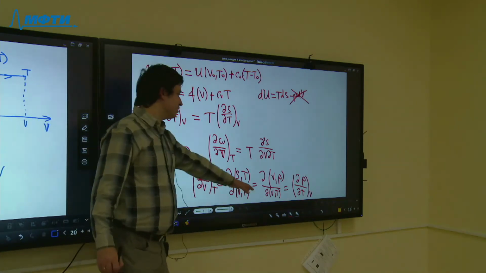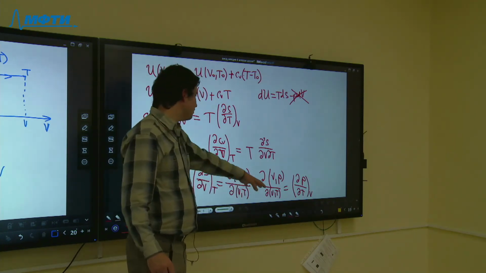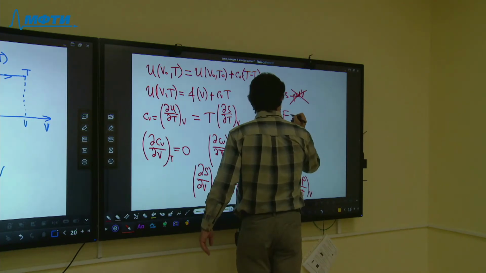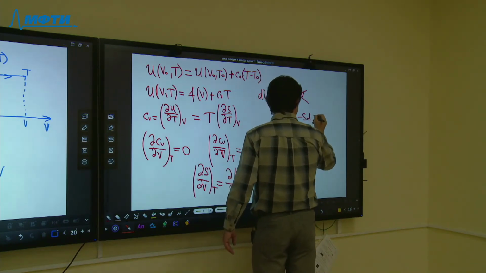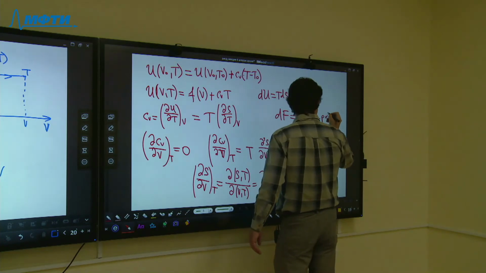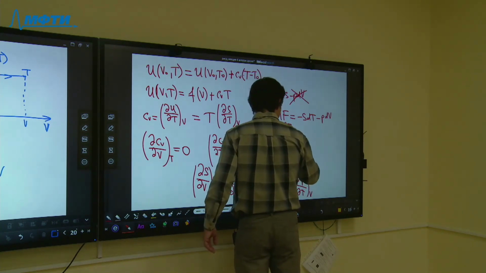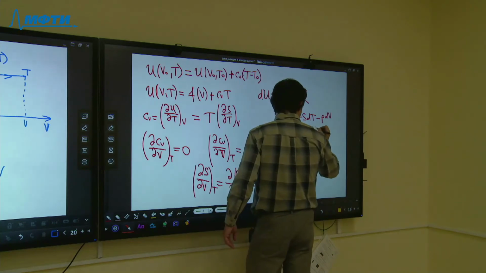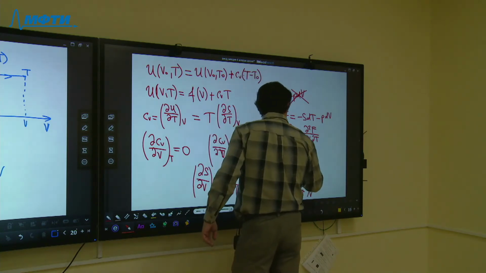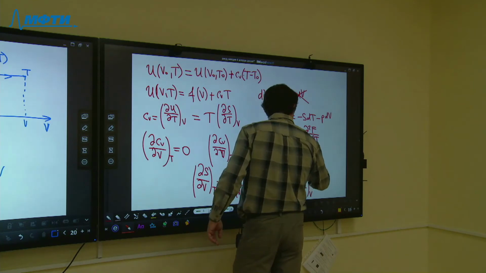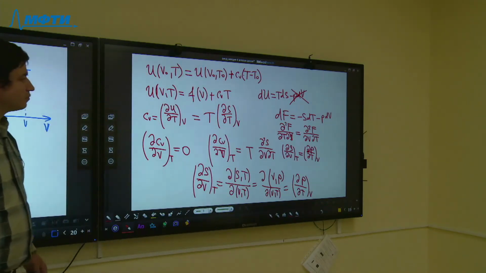Or if you can't understand this derivation based on Jacobians, you can find the same Maxwell relation starting from the differential for the free energy, which is minus SdT minus PdV. And from this you can calculate the second mixed derivative, d T d V, and here goes d V d T. And from that you can immediately obtain that dS over dV at constant temperature equals dP over dT at constant volume. The same result.